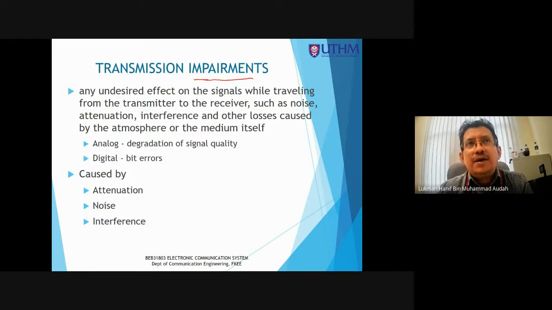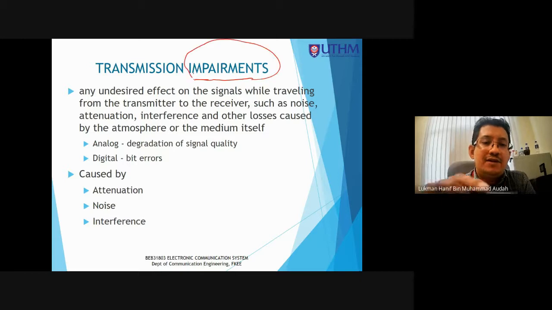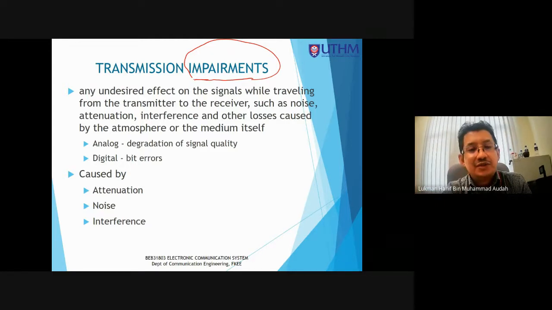So pengalaman sebelum ini pelajar tidak dapat menjawab soalan kerana mereka tidak faham apakah itu impairment. Okay, so since COVID, so pelajar take home exam, so dia boleh buka buku, boleh tengok internet, so it is easy for them to understand about the impairments. Okay, so impairments, remember that this is the thing that disturbs the quality of the signals.